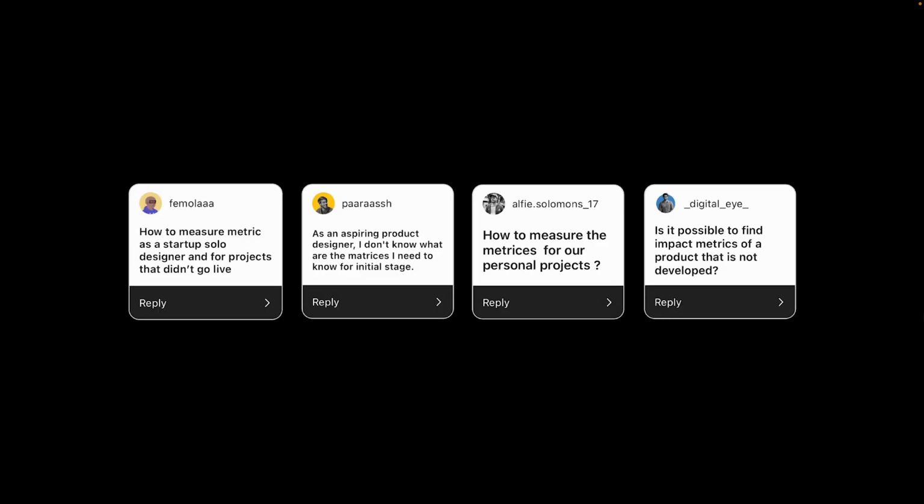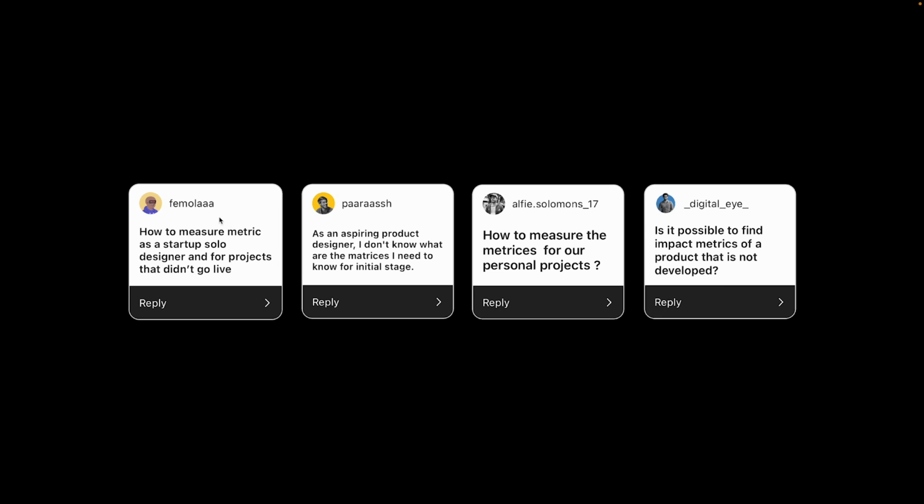Now, moving on to the next part. There are also a lot of questions around how to measure metrics as a startup solo designer for a project that did not go live. As an aspiring designer, I don't know what the metrics are for the initial stage. How do I measure metrics for our personal projects? Is it impossible to find? Is it possible to find impact metrics of a product that is not developed? Now, there are two things over here: what metrics to measure and how to measure those metrics, right? Let me answer one question at a time: how to measure metrics as a solo designer for projects that did not go live?